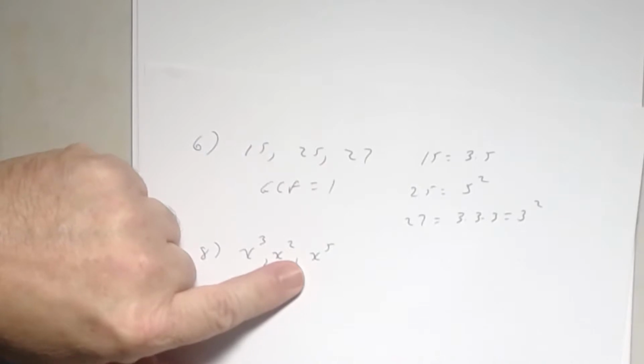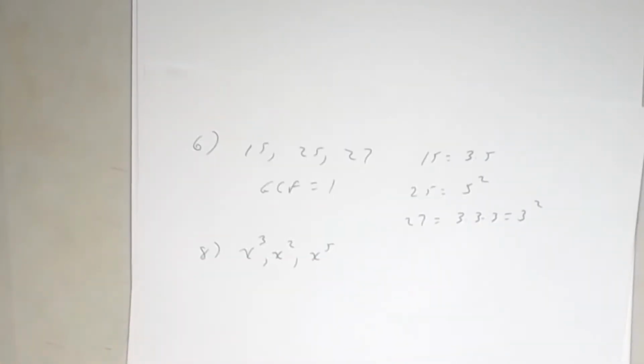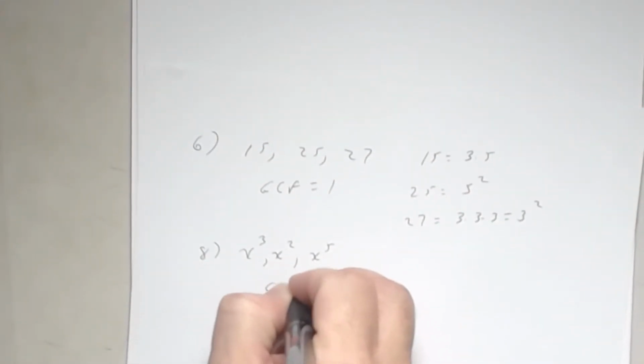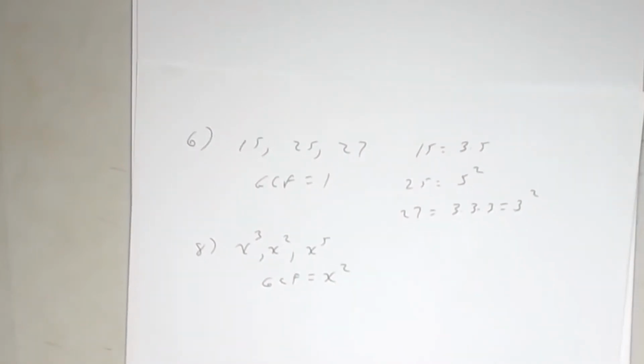Now, my question to you is this. Is the GCF 1? No, because all of them have an x in common, right? So I'm going to have at least one x. What do you think the GCF is? x squared. Okay, that's that.